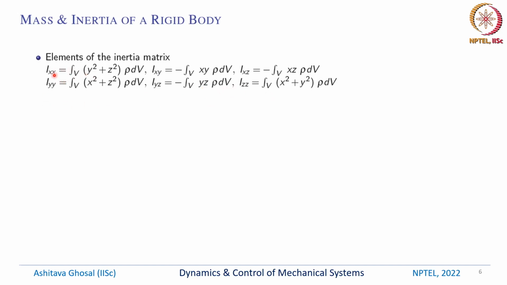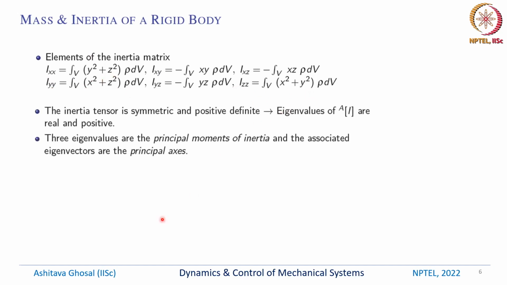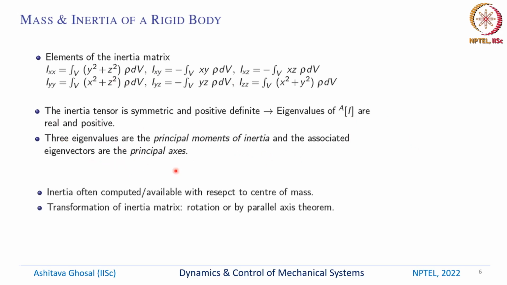The diagonal terms Ixx, Iyy and Izz are squares. So it is y square plus z square in Ixx, x square plus z square in Iyy, and x square plus y square in Izz. So this is the 3 by 3 matrix. The inertia matrix is symmetric and positive definite, and as a result the eigenvalues of this matrix AI are real and positive. We have 3 eigenvalues, which are also called the principal moments of inertia, and the associated eigenvectors are the principal axes for the rigid body.